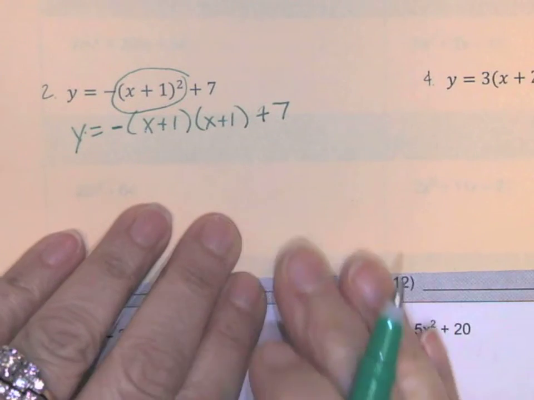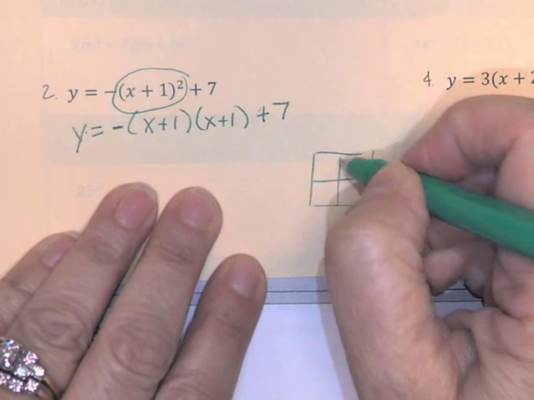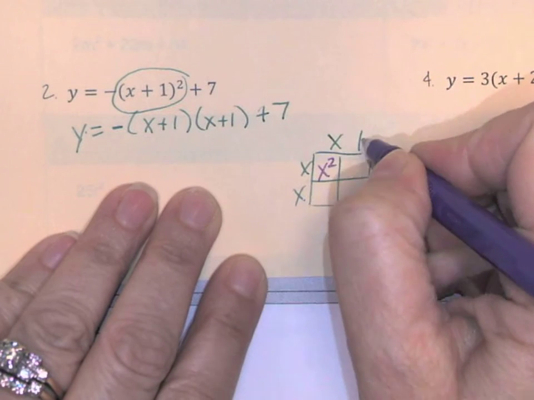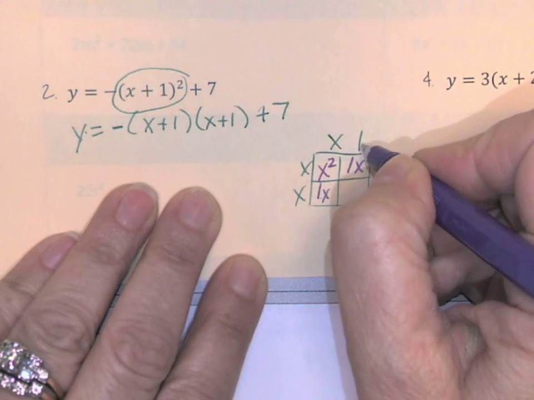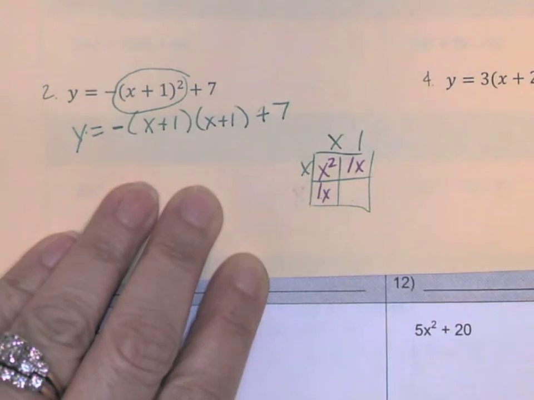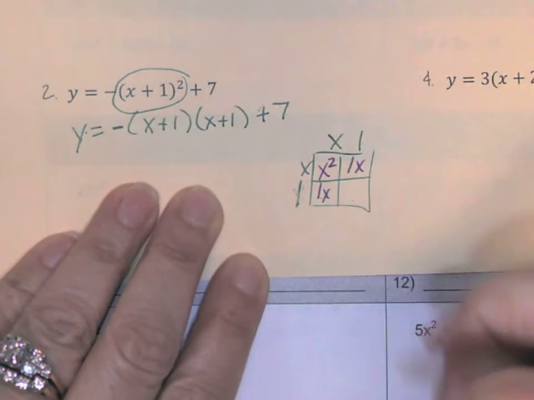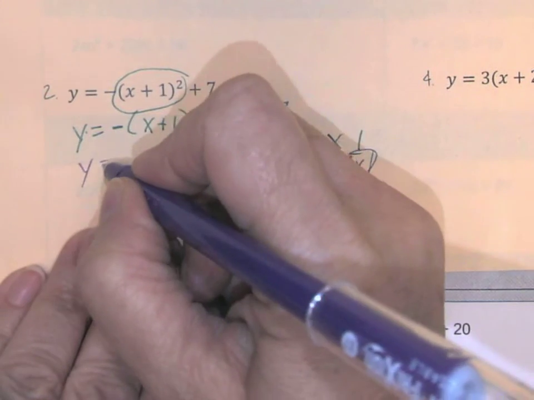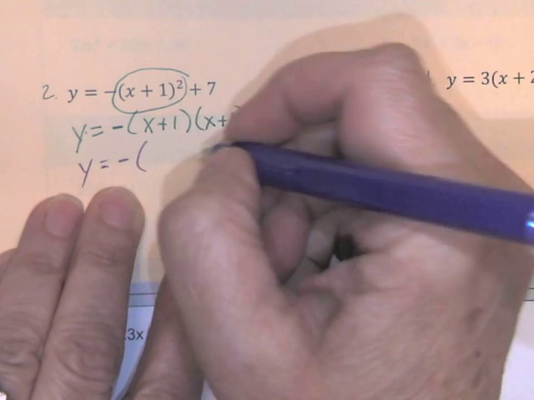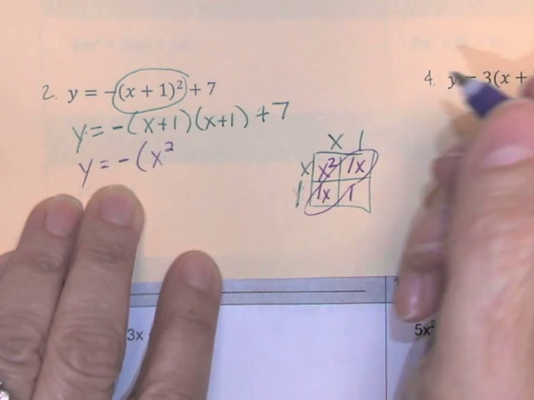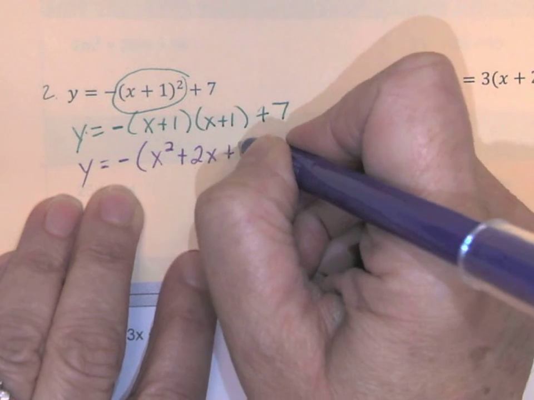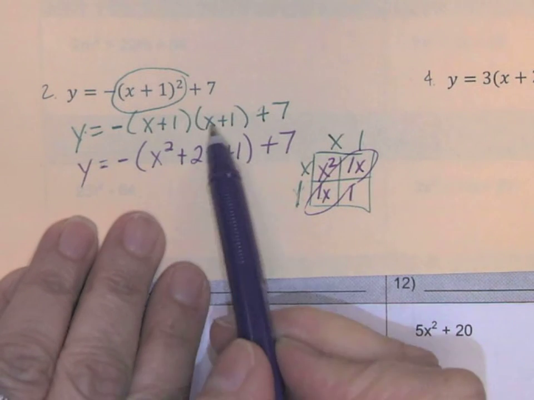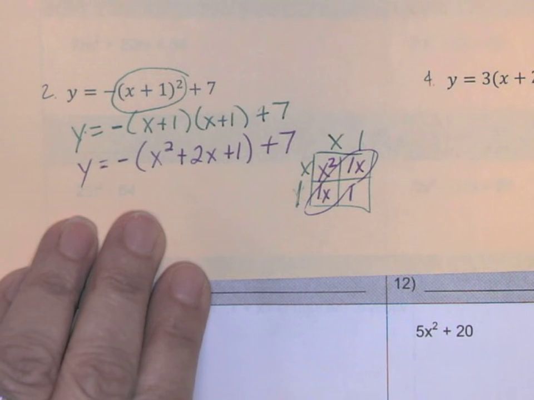Now, for those of you that like to do it in the box, let me just demonstrate the box. So I would go x squared, 1x, 1x. I wrote the wrong thing here. And then a 1. Then remember how we combined the two like terms. So this negative needs to stay out front. And when I multiply the two things, I get x squared plus 2x plus 1, and now I bring down the plus 7. So the only thing I did was I wrote this out twice, then I multiplied the two binomials, which we've been doing for a while.